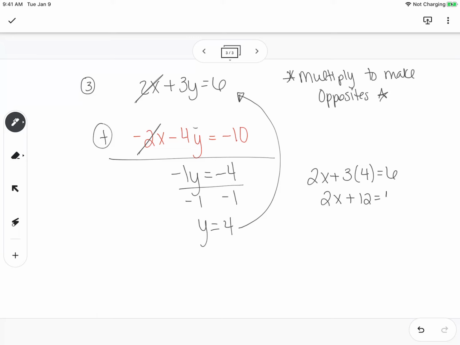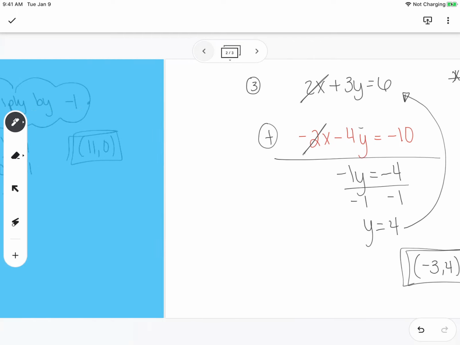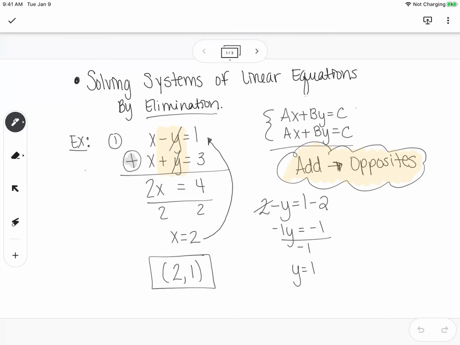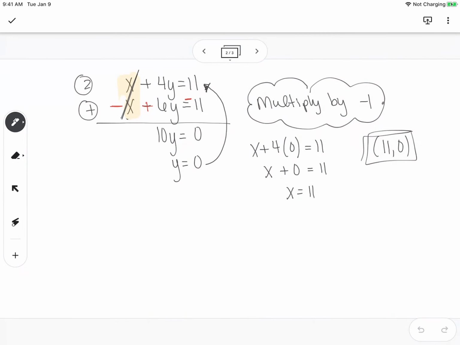All right, 3 times 4 is 12. Subtract 12, 2x equals -6. Divide by 2, so x equals -3. My answer would be -3, 4. All right. So just make sure you have opposites. Sometimes they're already done and they're staring at you, and you can go ahead and add your equations like the first example. Sometimes they're super close to being opposite, so you just multiply by a -1.